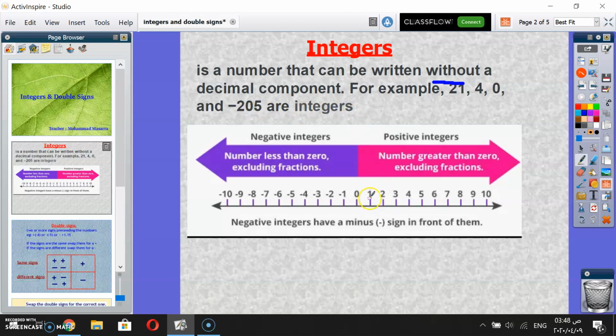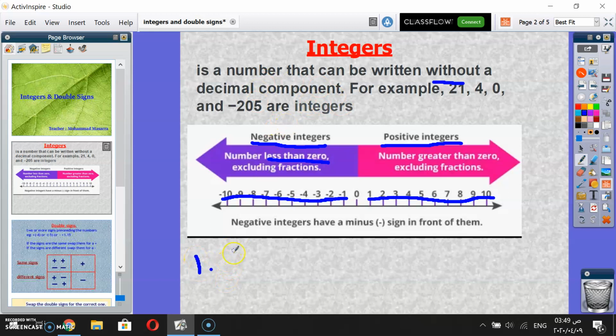On the number line, all these numbers are integers. Because they are greater than 0, or to the right of 0, we call them positive integers. And their opposites, so the opposite of 1 is minus 1, the opposite of 2 is minus 2, are negative integers. They are less than 0, or to the left of 0. So any number that can be written without a decimal component is an integer.